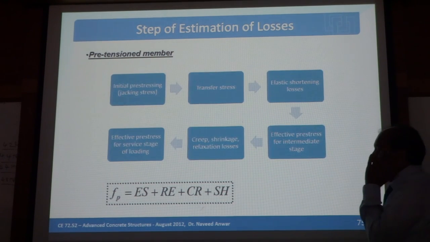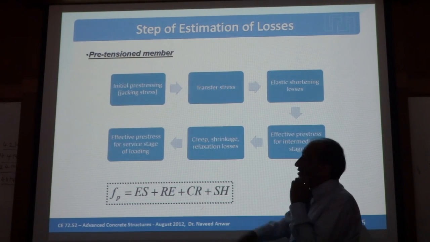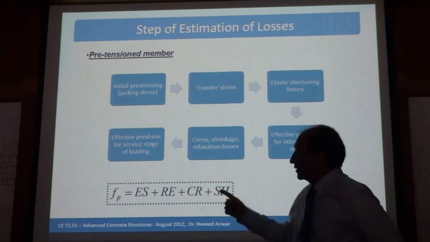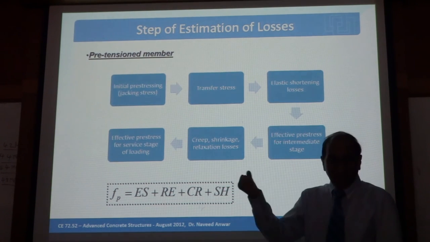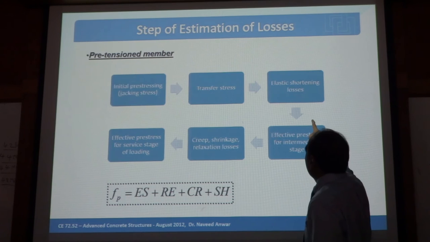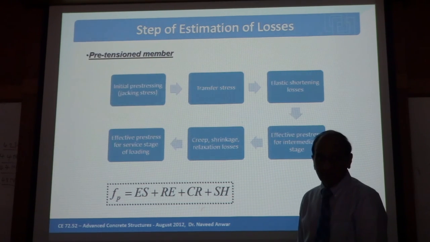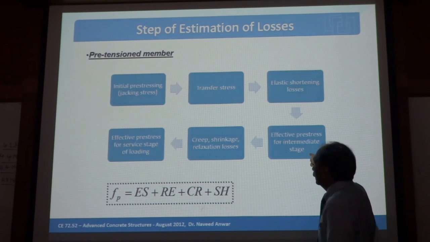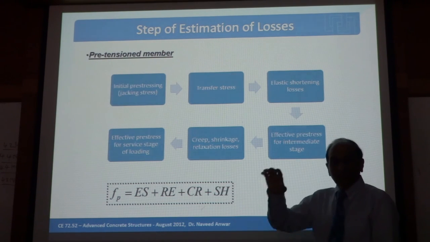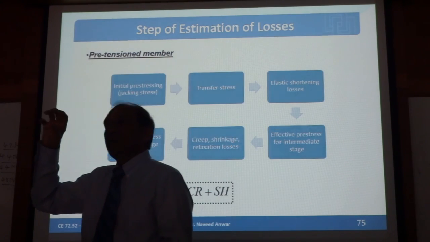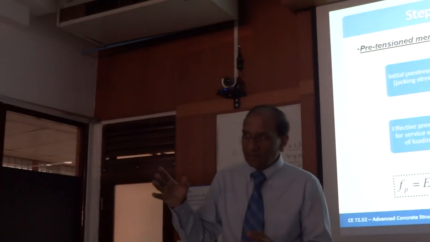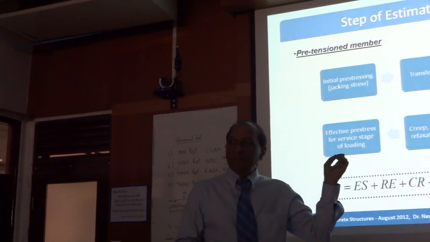Okay, what are the steps for estimation of loss? This is the cycle of the concrete pre-stress member and the losses, each line of loss. Step number one, starting initial pre-stress loss, jacking stress. As I explained to you, that happens first. Second is transfer stress. Then elastic shortening losses, right, because of the transfer stress. And after that, effective pre-stress for intermediate stage. And after that, creep and shrinkage losses. And after that, effective pre-stress for service level stage, right? So this is the cycle which shows you what force will be available for different stress checks, right? So stress check and losses can be now integrated through this process.